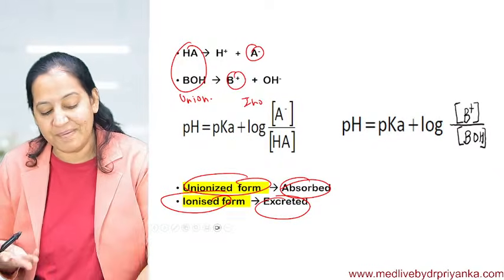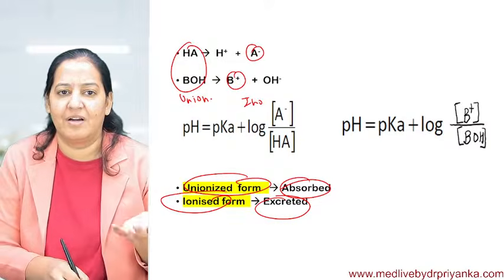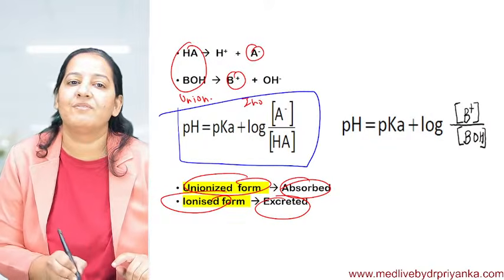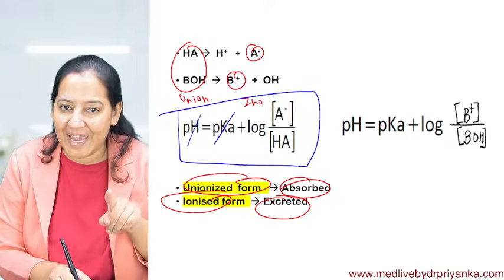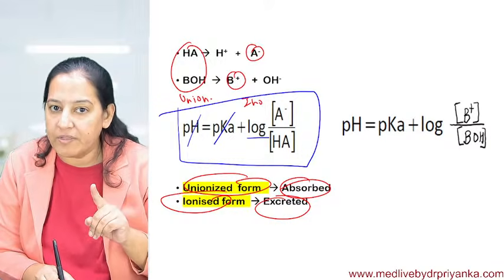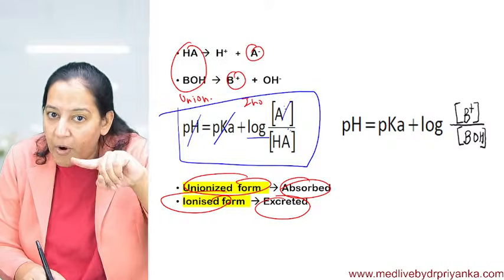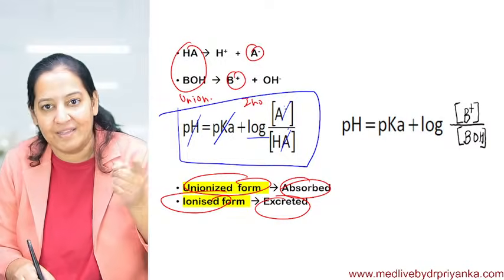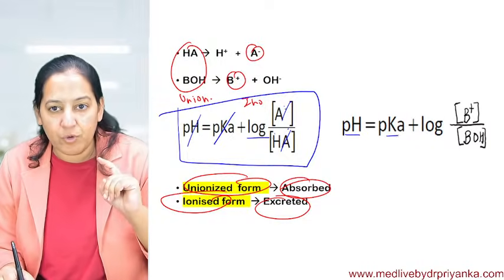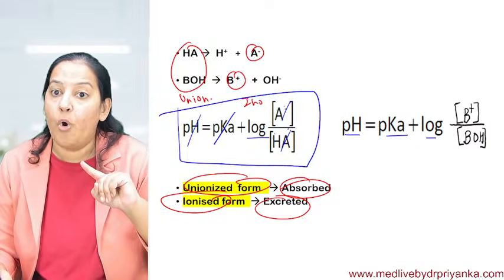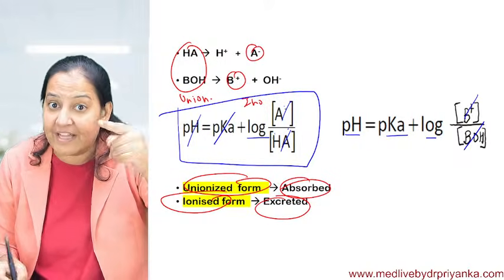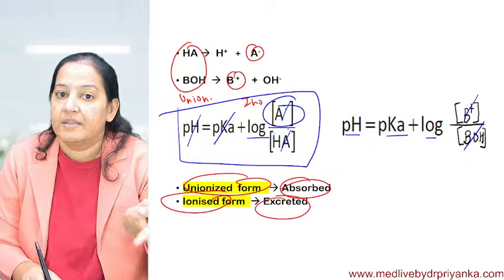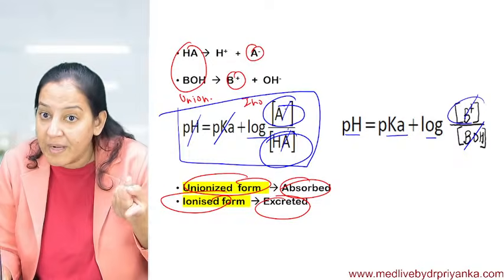Okay, now have you read chemistry in 9th standard or 8th standard? You know the formula of pH. What is the formula of pH? pH is equal to pKa plus logarithm of ionized upon unionized. Again, this is for an acidic drug. pH is equal to pKa plus logarithm of ionized upon unionized. The numerator is ionized. The denominator is unionized.